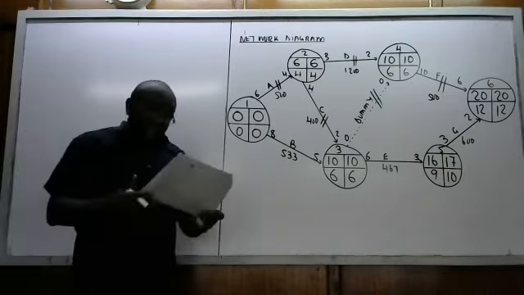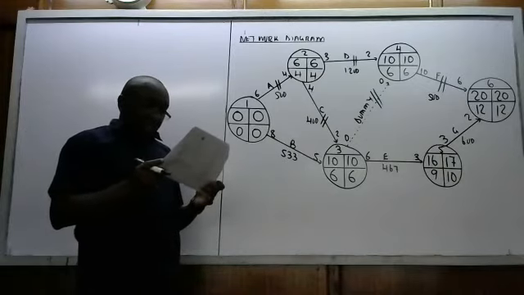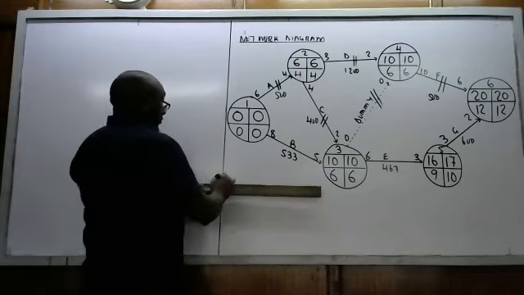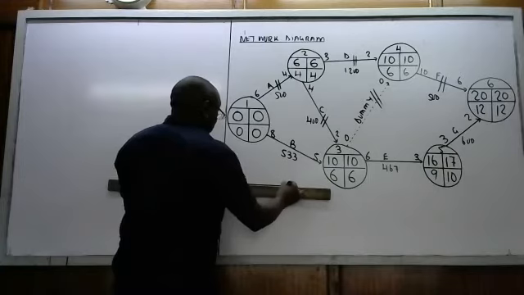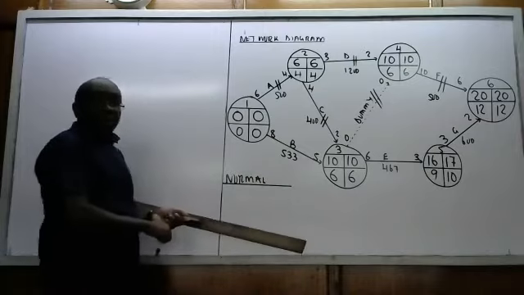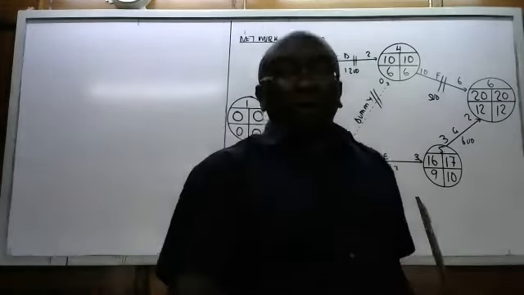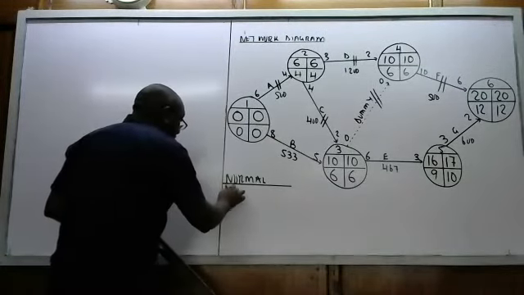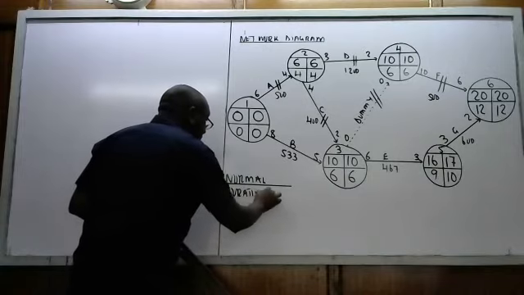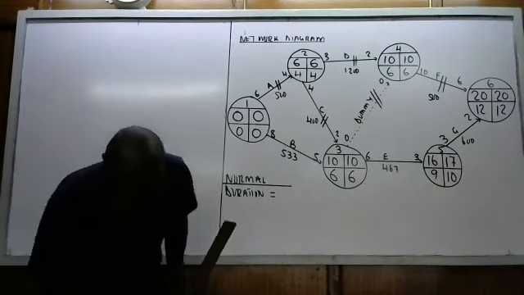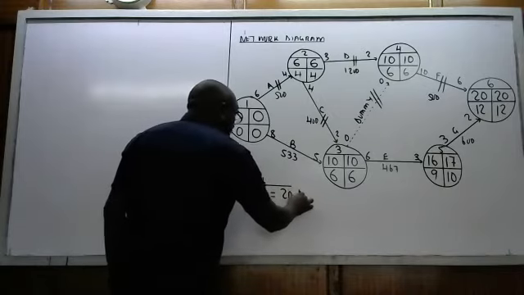Okay, so let's answer the question. We come to the normal. So for normal, we are told about normal. There are two things. One is the duration. Duration is 20 days.